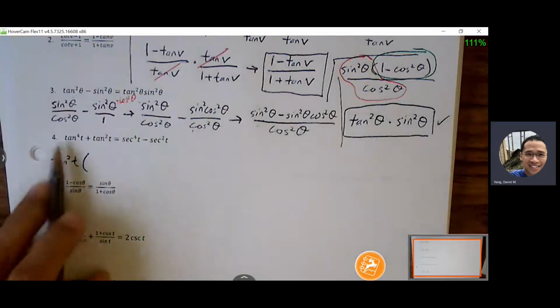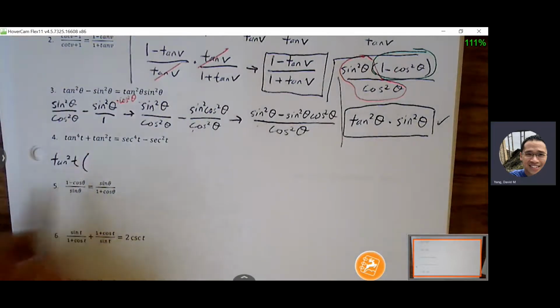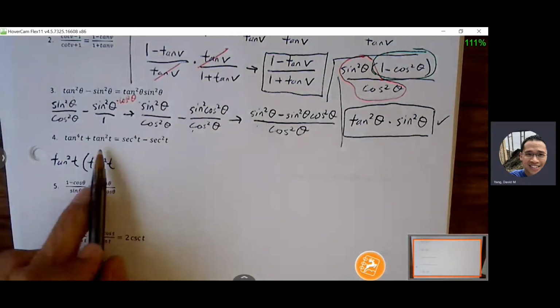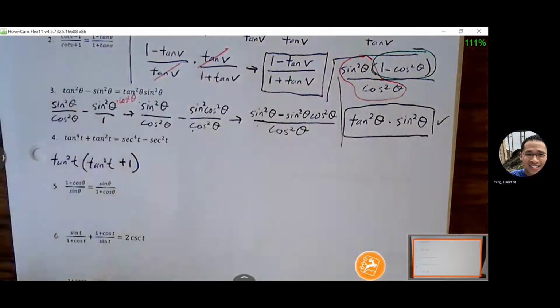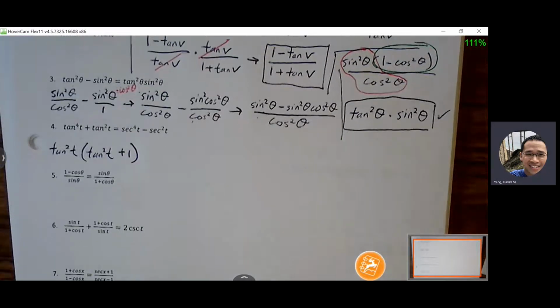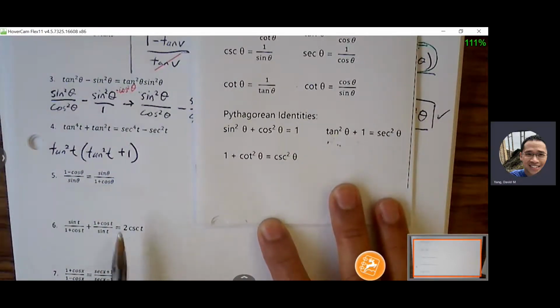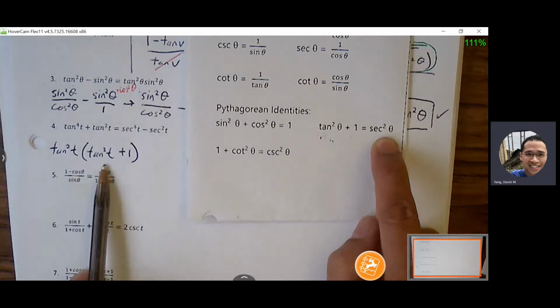So if I divide both terms by tan squared, tan to the fourth divided by tan squared gives us tan squared. Tan squared divided by tan squared is 1. Recognize anything? The Pythagorean identity. So I can replace that tan squared plus 1 with secant squared.